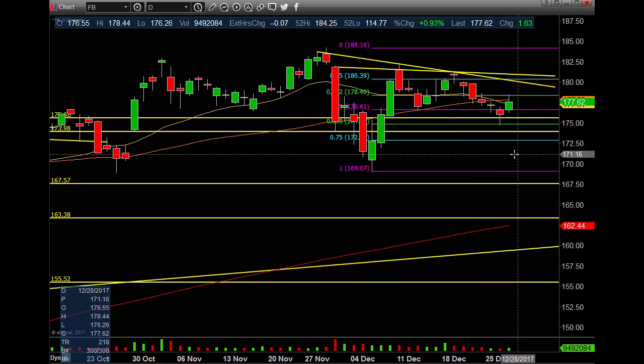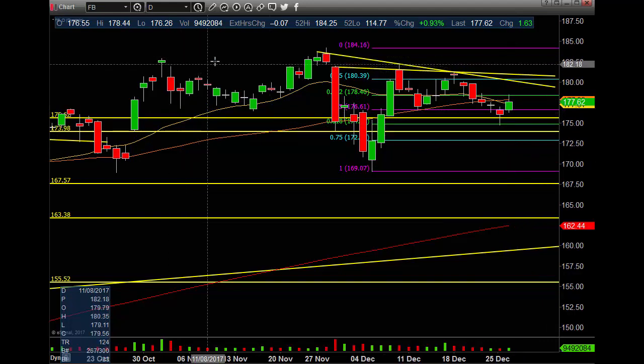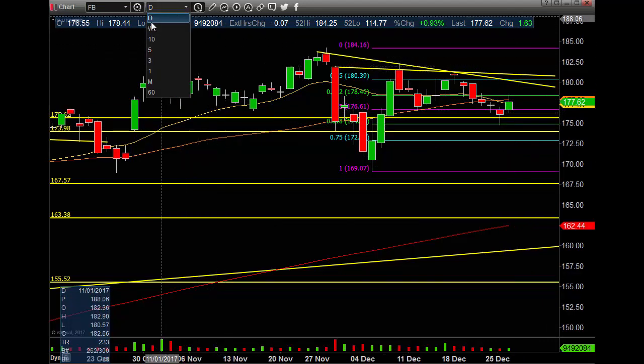Got to follow it with the overall indexes. If the SPY, the QQQs start to sell, then this will slowly start bleeding as well. So watch for that. Everything's a market trade right now with the light volume that we're getting every day.